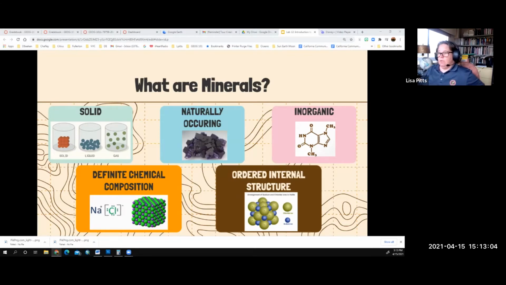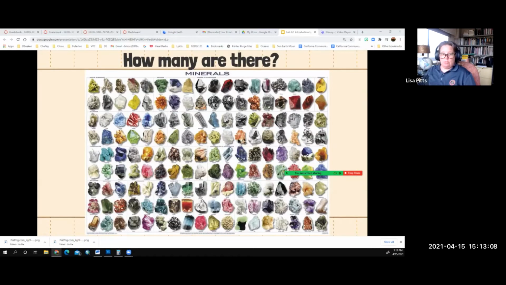So how many different kinds of minerals are there? There are about 4,000 or so minerals found on the Earth. They each have a unique set of properties. Some minerals are really abundant, like quartz, where others are rather rare, like our state gemstone, which is called benitoite, which is a blue mineral.